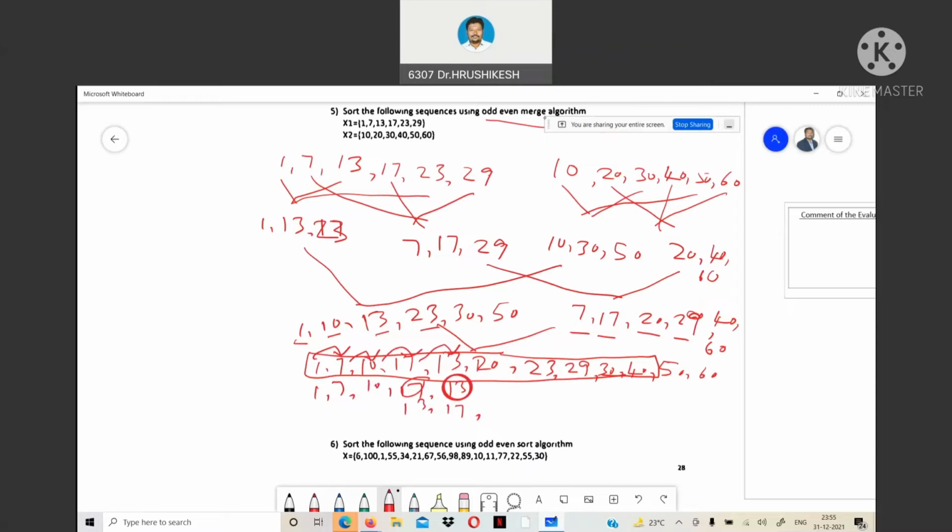Then 17 compared with 20, yes, they were in order. 20 compared with 23, in order. Then 23 compared with 29, in order. Then 29 compared with 30, in order. Then 30 compared with 40, order. 40 compared with 50, order. 50 compared with 60, they were in order. Okay, so this is the final list using the odd even merge algorithm.